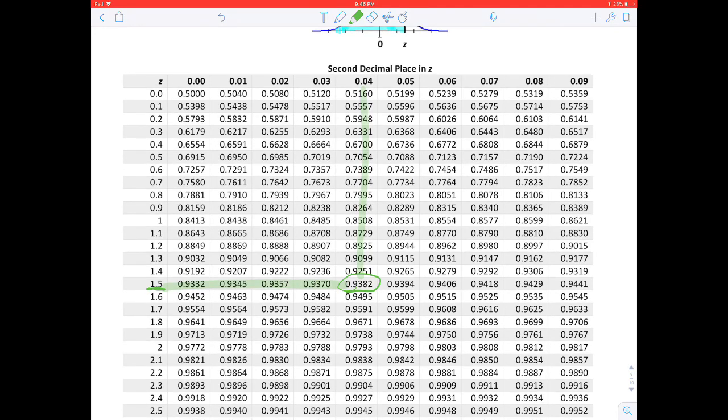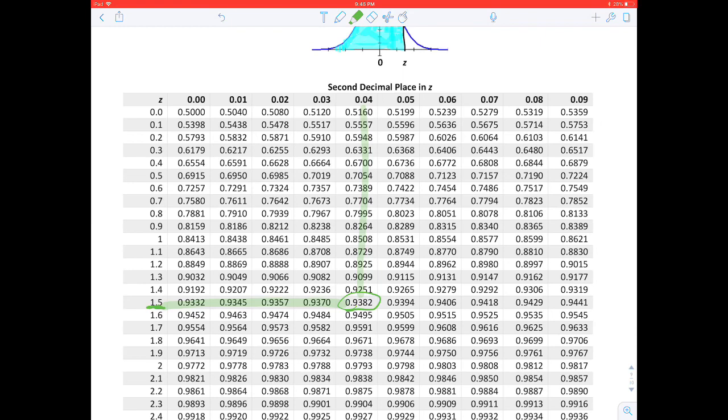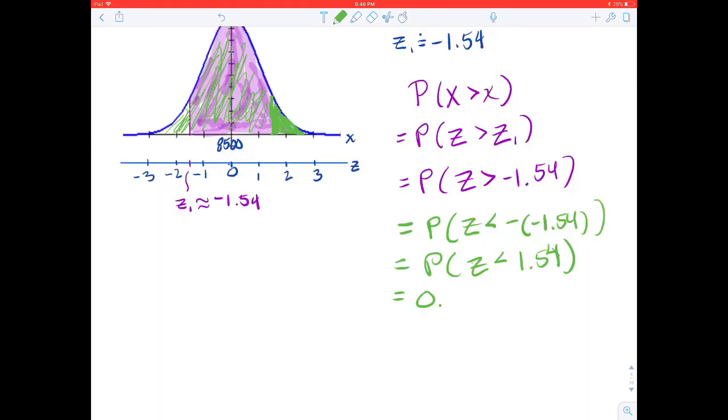Cool? And this area makes sense, right? It's going to be 0.9382, and that was a very big chunk of area that we had. So 0.9382.